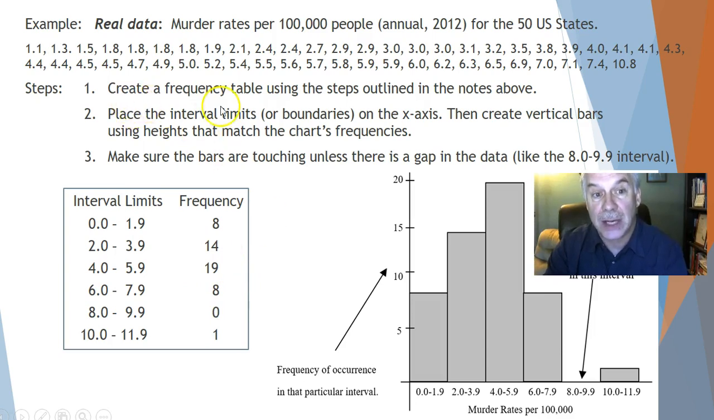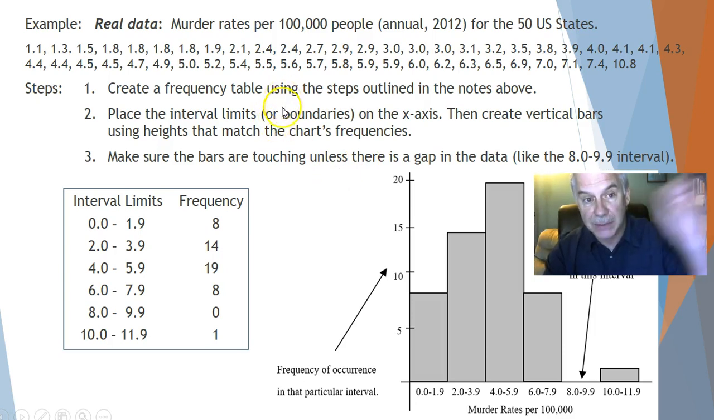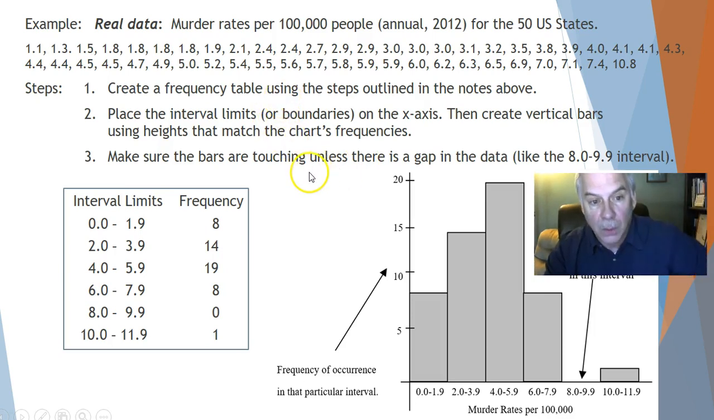Anyway, create a frequency table using the steps outlined in the notes above. So we refer to those steps. And so what I did here is I took the highest minus the lowest, so 10.8 minus 1.1, it gave us 9.7. And 9.7, let's say I want to have 6 classes again. 9.7 divided by 6 is like 1.6 or 1.7, but I rounded it up to 2. So the class width I wanted to be 2 here.